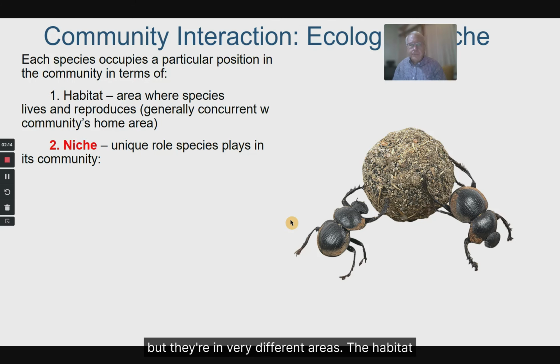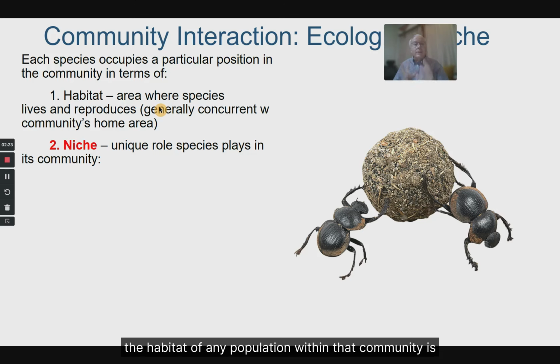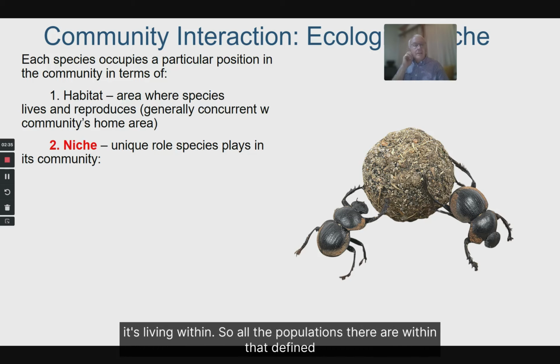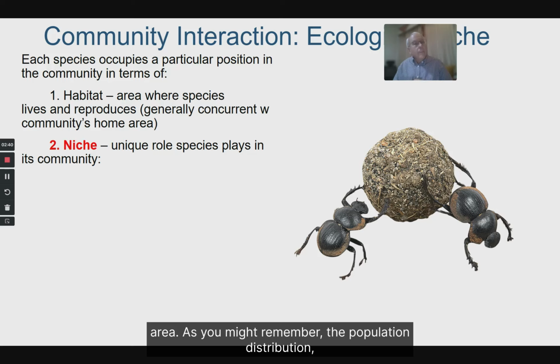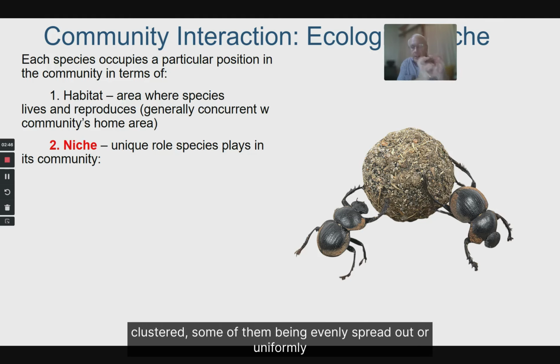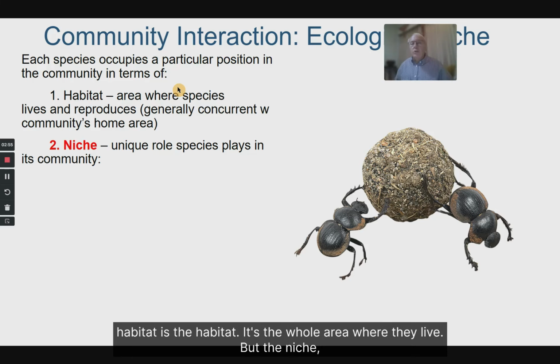but they're in very different areas. The habitat of a community is where it lives, and generally the habitat of any population within that community is going to be overlapping the habitat of other populations that are there. A community is simply defined by the defined area that it's living within. So all the populations there are within that defined area. As you might remember, the population distribution, though, could be quite different within that area, with some of them being clustered, some of them being evenly spread out or uniformly spread out, and others being random. So the habitat is the habitat. It's the whole area where they live.